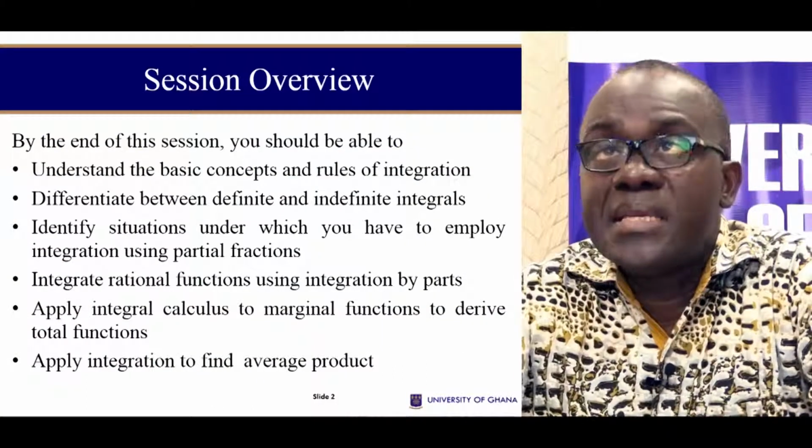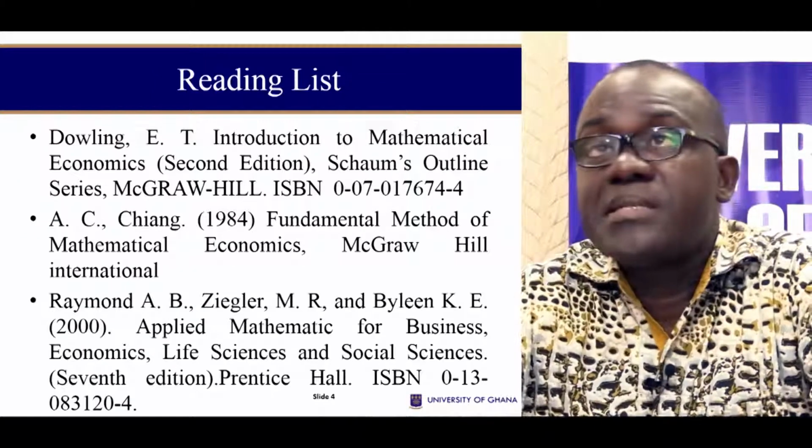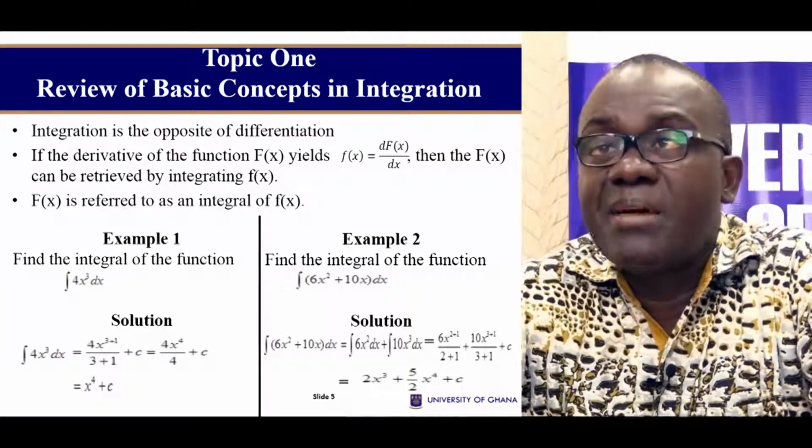So this is the section overview, and there's the outline, and the reading list is quite the same. First of all, let's look at a basic review. These things you've done at level 200.